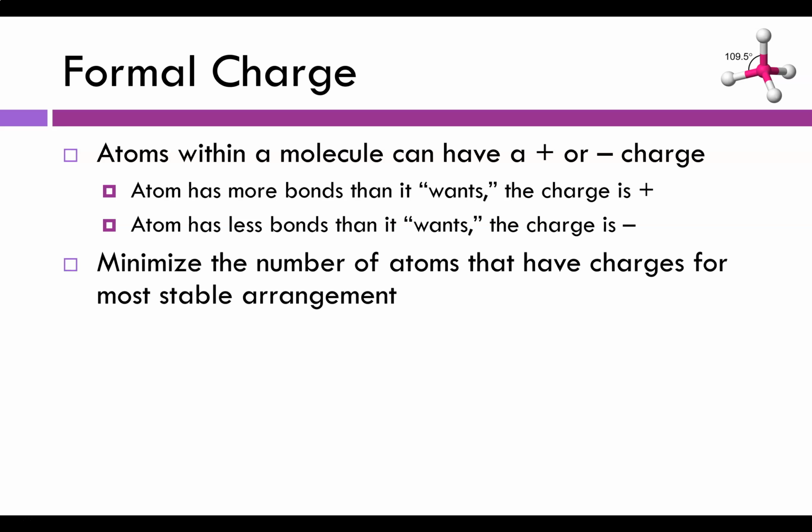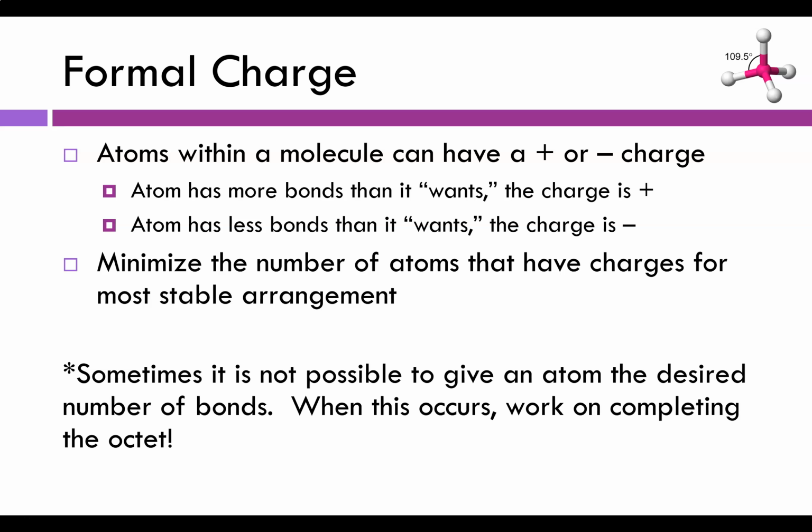Whenever you are drawing a Lewis structure, you want to minimize the number of atoms that have charges. That's going to give us the most stable, most likely arrangement. So if you look at all of the molecules we've drawn so far, none of them have had charges, and that's a good thing. We want to really keep that at a minimum. So the rule that we're going to try to apply when we have to deal with a molecule with formal charge is if you can't give an atom the number of bonds that it wants, at least give them an octet. Let's apply this to a problem.